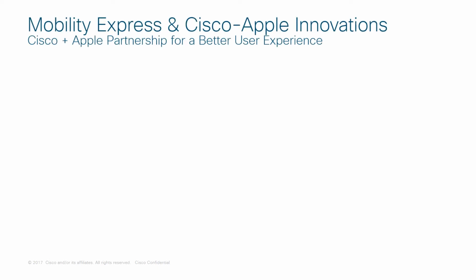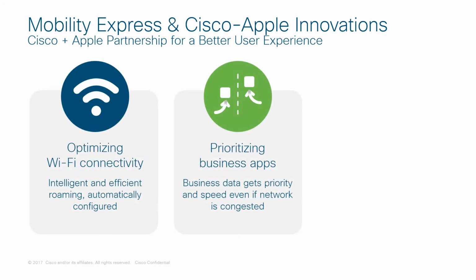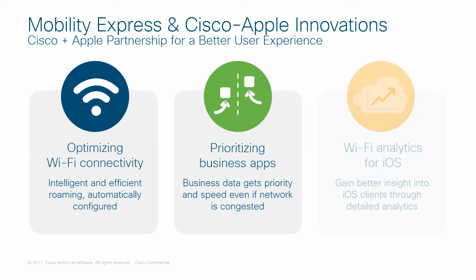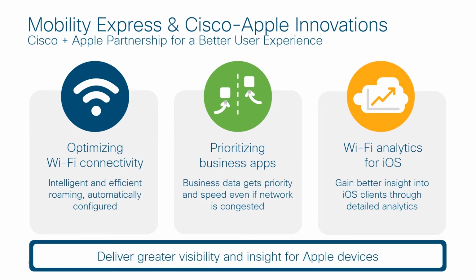One of Cisco's biggest differentiators is the partnership between Apple and Cisco, and Mobility Express fully supports it. Through Cisco's partnership with Apple, your Apple clients can intelligently roam in your network. You can prioritize business-critical apps and get better insights into iOS clients through detailed analytics, which can significantly help narrow down client issues. Thus, with Cisco Mobility Express, you provide the best experience to your users with Apple devices.